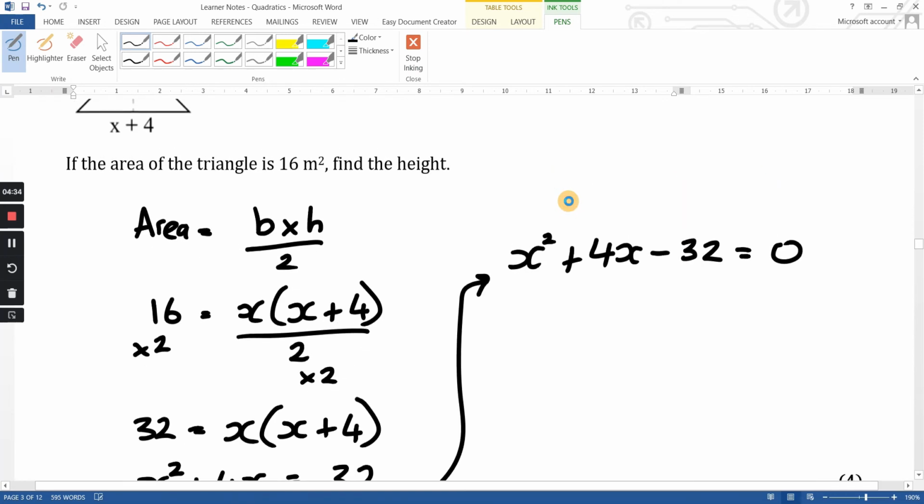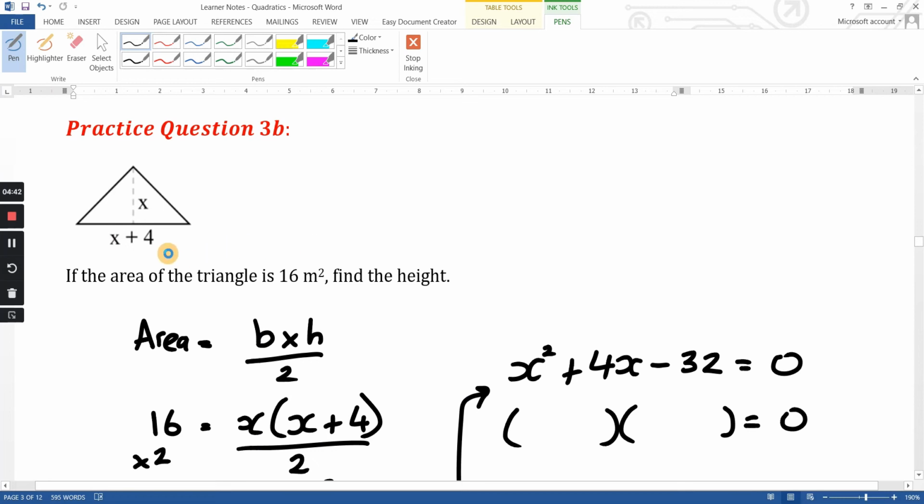It's definitely going to be double brackets equal to 0. You're going to get two answers, well technically one answer because it's to do with measurements. Let's just try and solve this though. So I've got minus 32 and I need a positive 4. So two numbers, 8 and 4, definitely 8 and 4, and one has to be negative, which is the 4. So I'll get x plus 8, x minus 4.